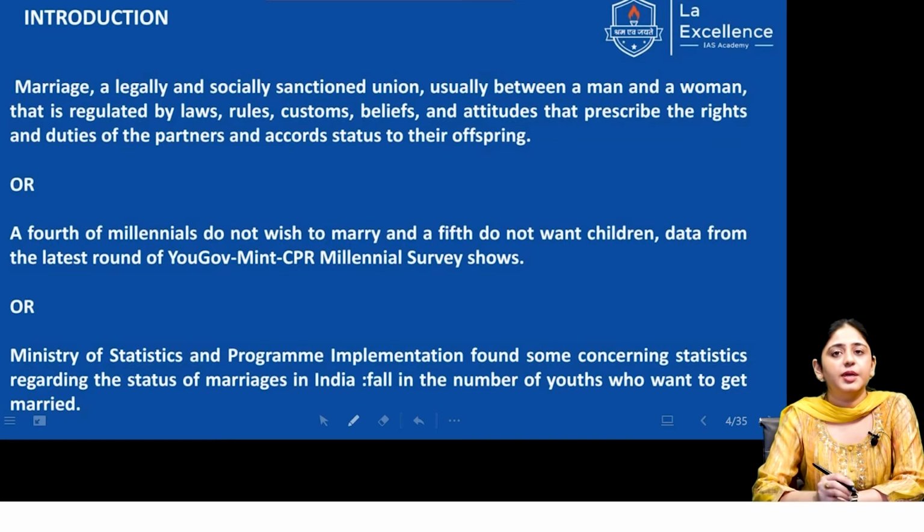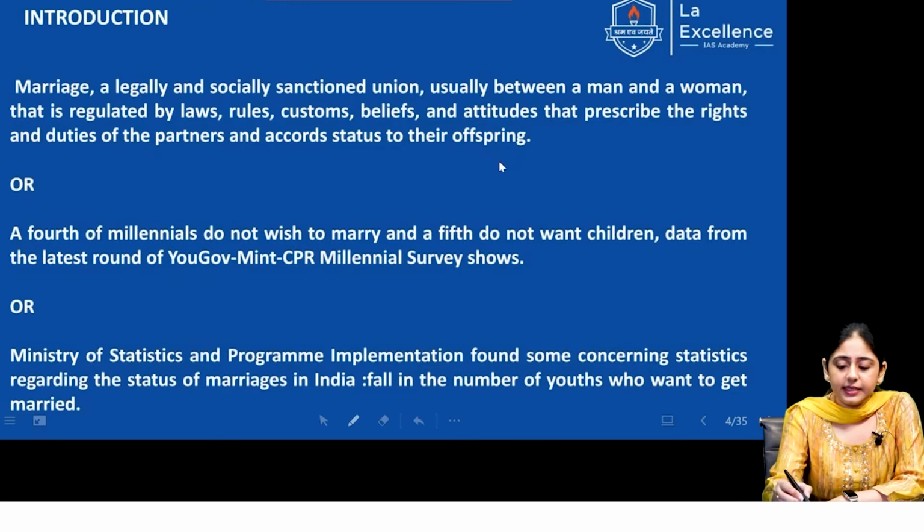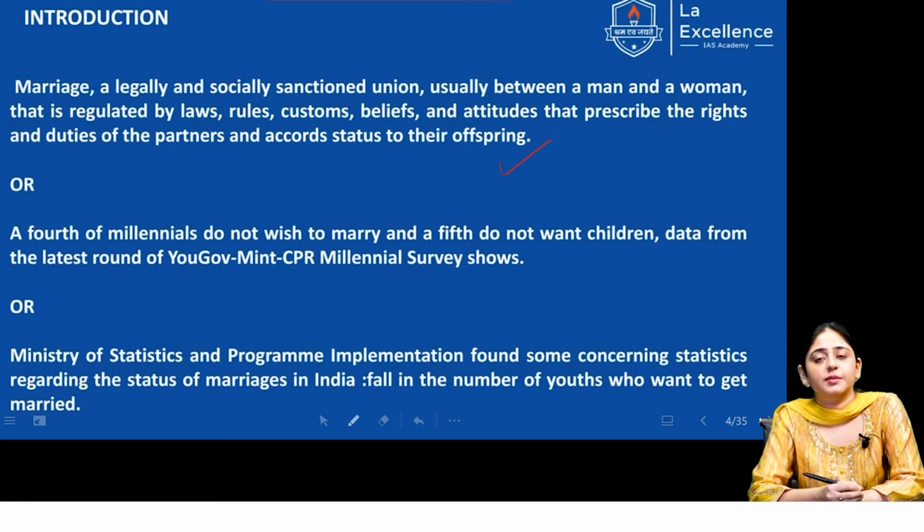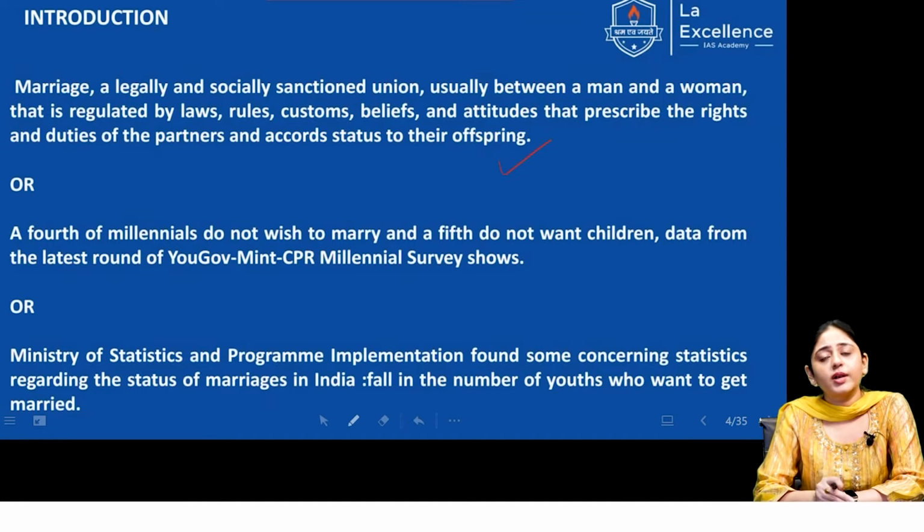The introduction can be of different types, as I told you. Either simply start with the definition of marriage. Marriage is a social institution which is legally and socially sanctioned, and it gives status to the offspring. It gives legitimacy to the children born out of it. Family comes into being through marriage. So it is a simple one-line definition of marriage. Always make sure your introduction is not more than 1 or 2 lines. Don't waste your words on the introduction. It is important, but it should be limited to 1 or 2 lines, maximum 15 to 20 words.